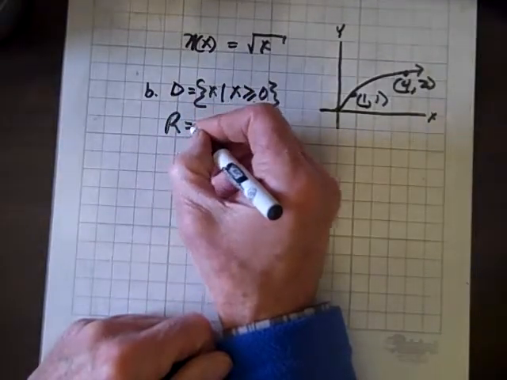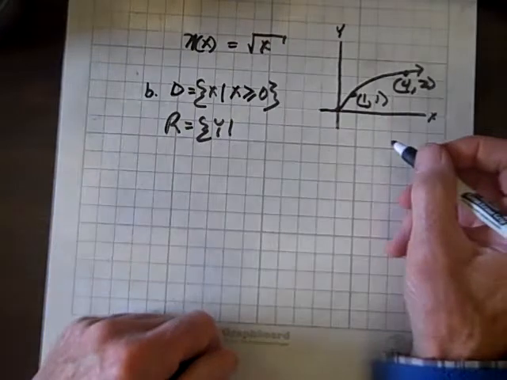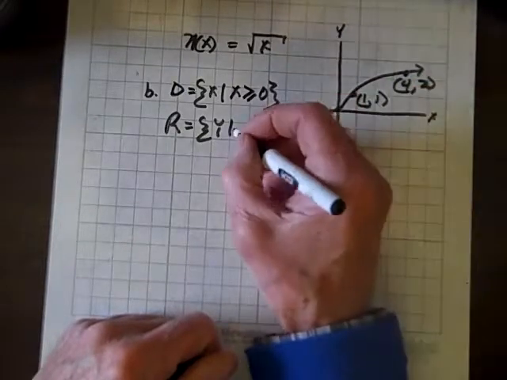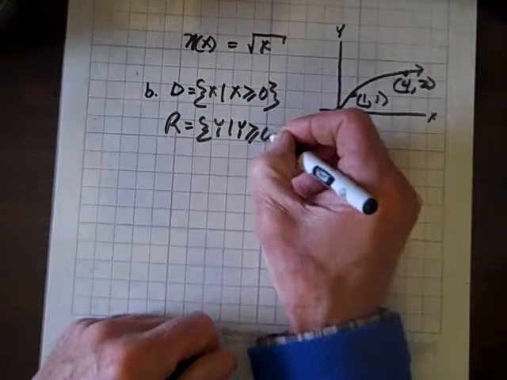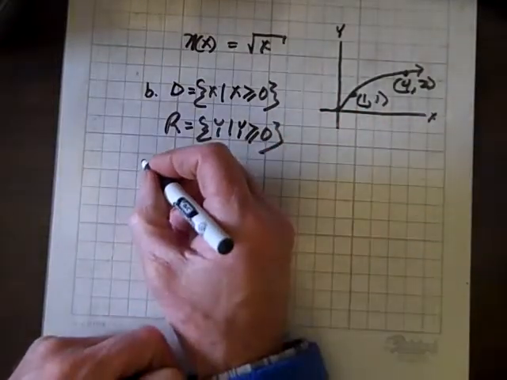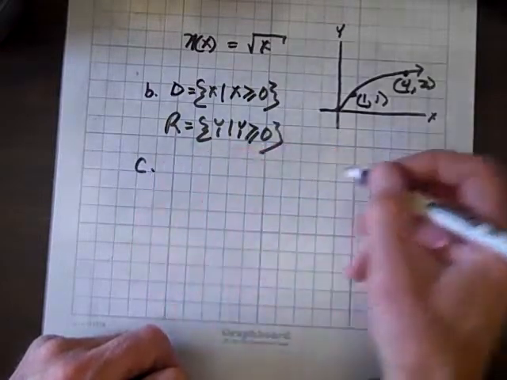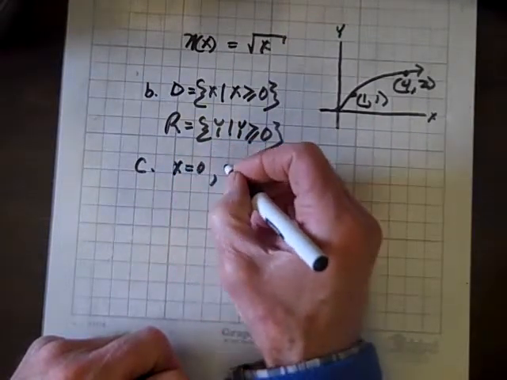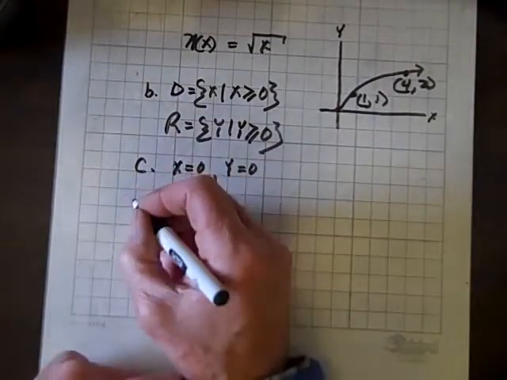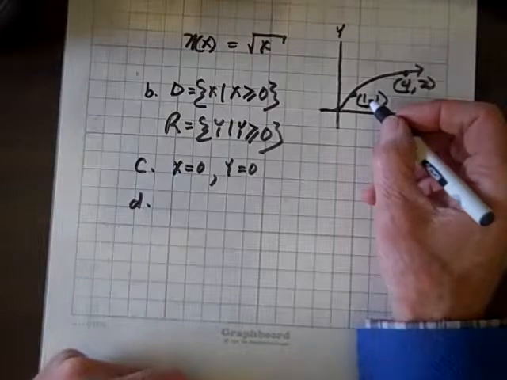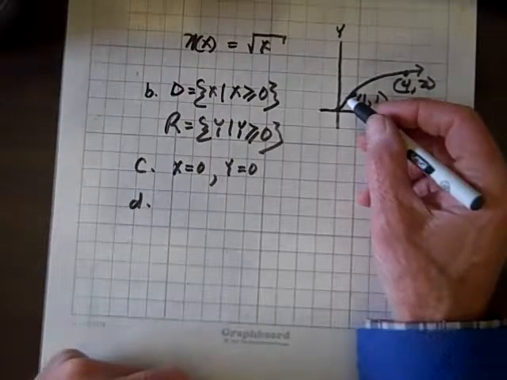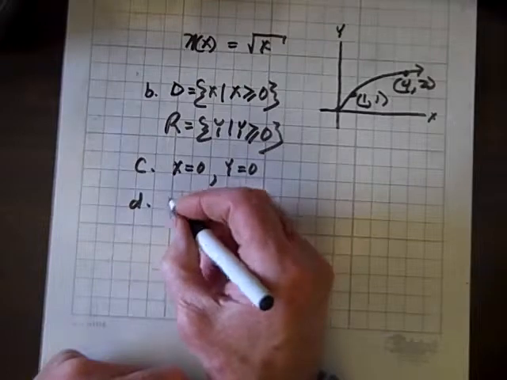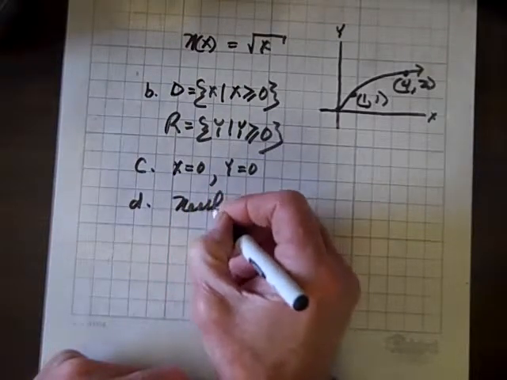The range equals the set Y, and by inspection we can see that all Y values greater than or equal to 0 are on this graph. So Y is greater than or equal to 0. The intercepts, well, we have one intercept again at (0, 0), so the x-coordinate of that is x equals 0, the y-coordinate of that is y equals 0. This function is not symmetric about the y-axis. It is not symmetric about the origin, so it is neither odd or even. Neither.